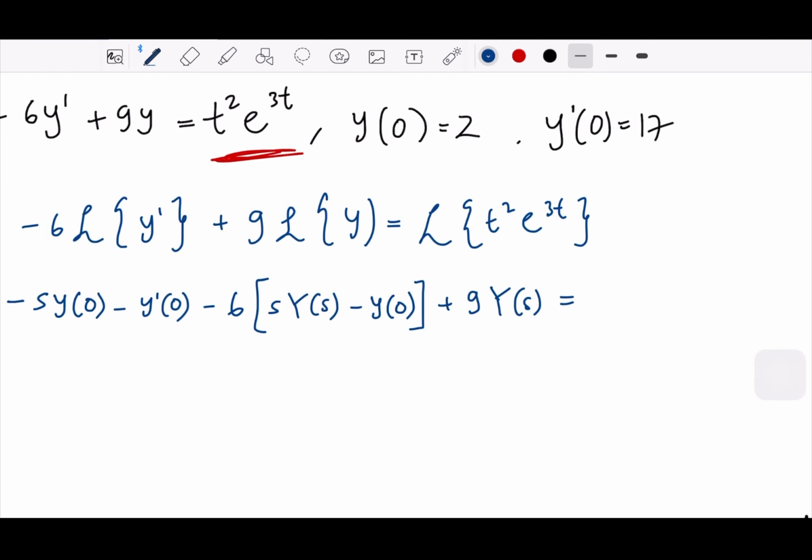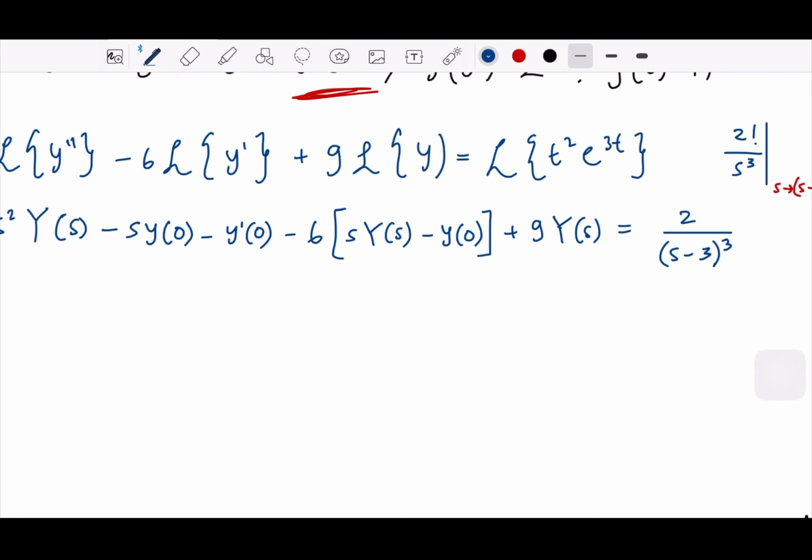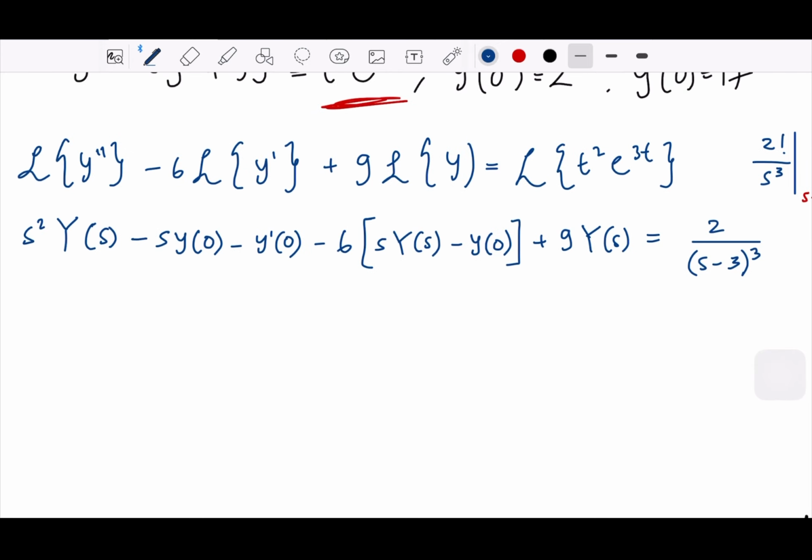Now this would be 2 factorial, okay, over s cubed, but we are going to shift this s to s minus 3 based on this 3 here, right? So this will be 2 over (s minus 3) cubed. Okay, and now we can simplify all of this.